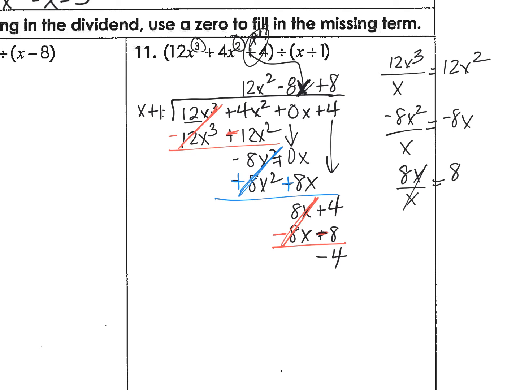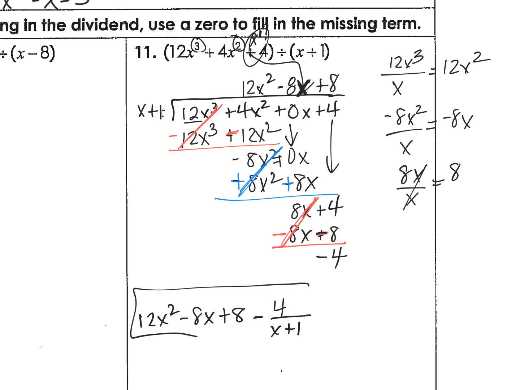Can't go any further. So now, my answer is 12x squared minus 8x plus 8 minus 4 over x plus 1. And that would be my answer. That is polynomial long division. That's about as bad as it gets, okay?